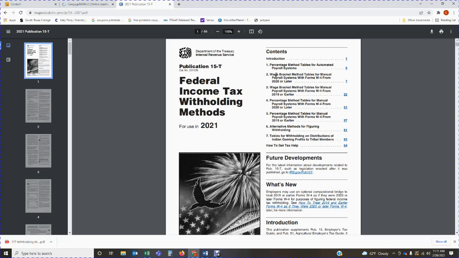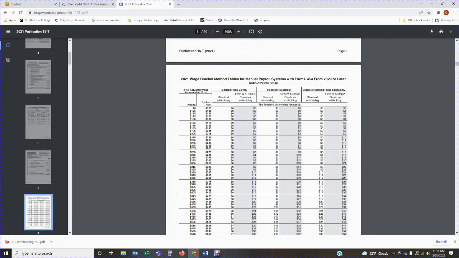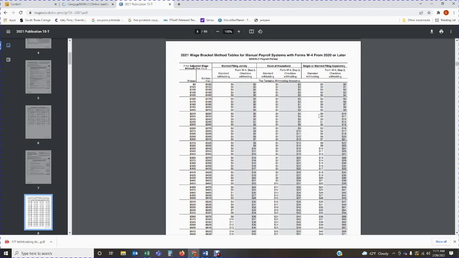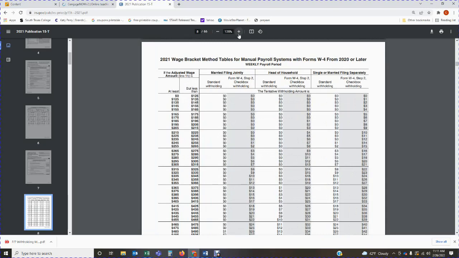I'm going to get started on the problem, and I'm going to first complete the wage bracket tables. I'm going to click here, and here you are. These are my 2021 wage bracket method tables for a manual payroll system with Forms W-4 from 2020 or later. These are the forms in your book. They're a little more user-friendly. I can see them better, they're better organized, and if needed, I can make them larger. It's the same forms from your book, just easier for me to use and see.